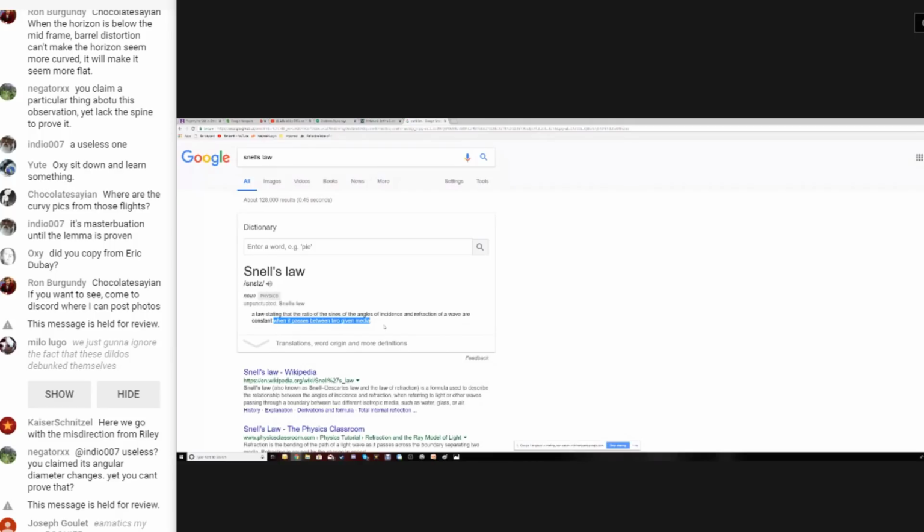Snell's law needs a change in medium. You know this. Why are you denying it? It doesn't need a change in medium, just needs a change in density. No, but it doesn't say change in density. It says a change in medium. Lol.